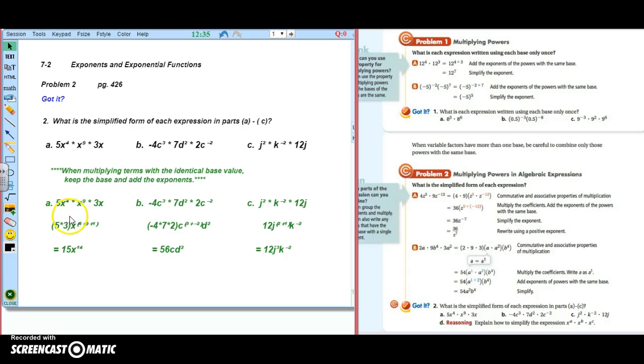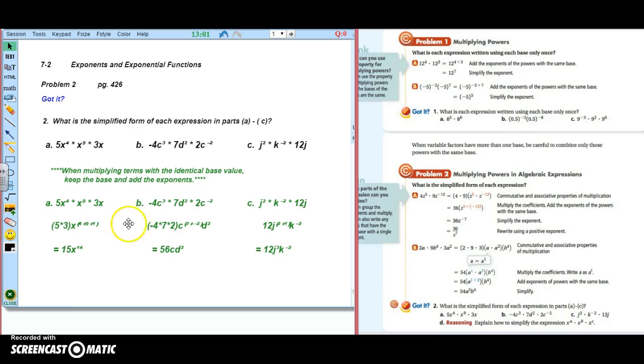And then all of these are x's, so we can add our 4 exponent, our 9 exponent, and when there isn't an exponent, we call it a 1. It's assumed to be a 1. So 5 times 3 for your coefficients is 15. 4 plus 9 plus 1 is 14, so we've got 15x to the 14th power.